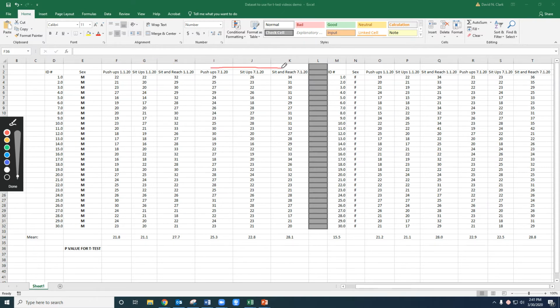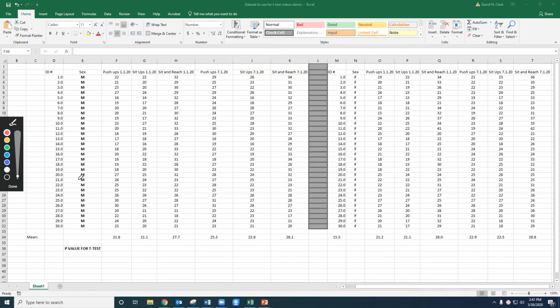Do you see that? If you don't see that, stop the video now, run it back about 15, 20 seconds until you get it. But this is push-ups on January 1st, sit and reach and sit-ups, same group, men. And then we did it again on July 1st. Simple. And we have all these numbers down here.